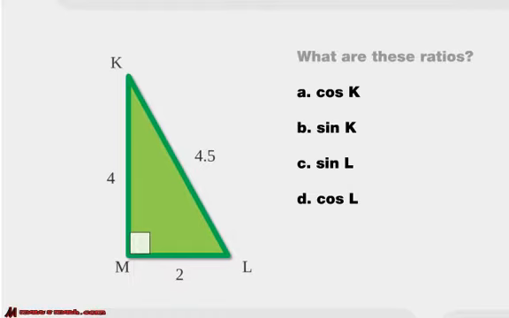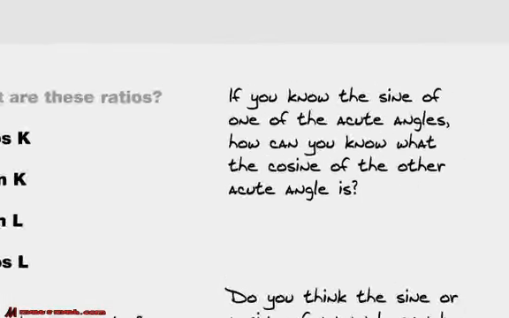All right, let's look at these. What are these ratios? Cosine of K. K is the adjacent over the hypotenuse. Sine of K is the opposite over hypotenuse. Sine of L is the opposite over hypotenuse. Cosine of L is the adjacent over the hypotenuse. Notice anything there? You should be noticing some patterns there when you switch the angles and the cosine and the sine.